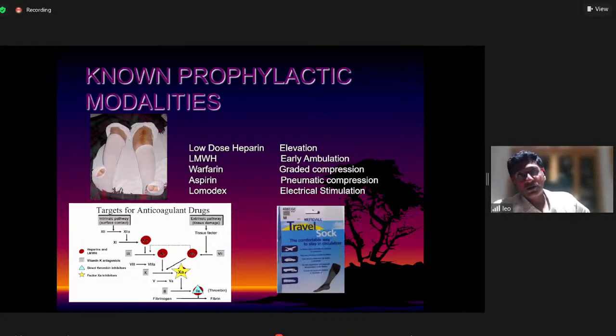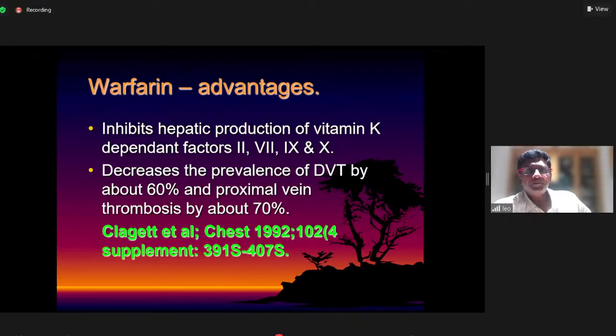So we have a host of modalities by which we can prevent these. For instance, low-dose heparin, TED stockings, for instance, to make sure that the veins don't distend and the veins are pushed up. Low molecular weight heparin, warfarin, aspirin, Lomodex has been suggested in certain instances. The physical modalities include elevation, early ambulation, graded compression stockings, pneumatic compression devices, and electrical stimulation of the muscles. So let us look at these one by one.